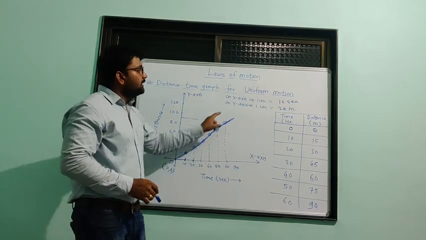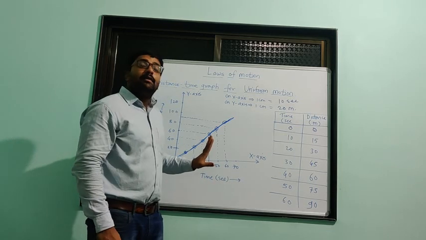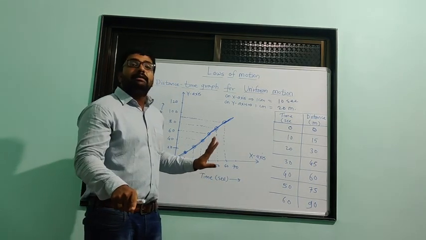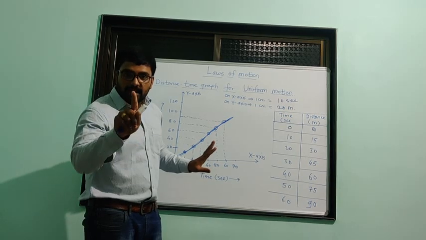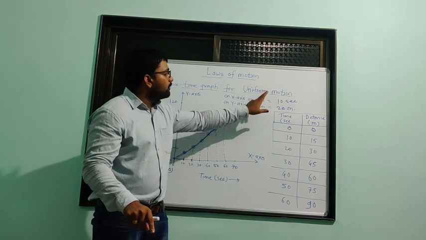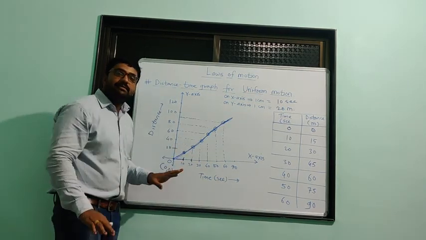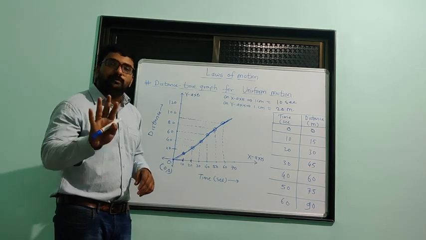That point we plot, and finally we join all the points by a straight line. It is a straight line because the motion is uniform. From that we studied that for a uniform motion, the distance-time graph is always a straight line. Okay, so other graphs also we have to see.